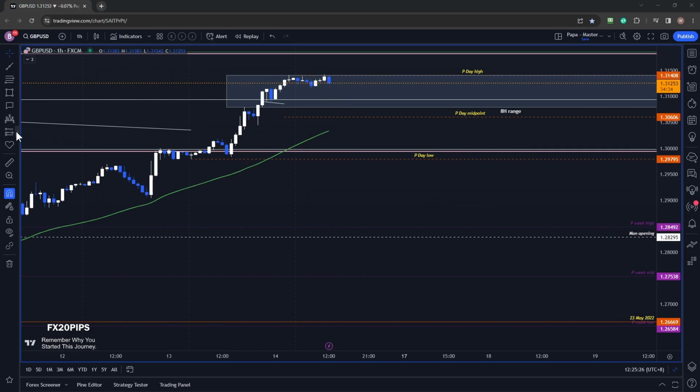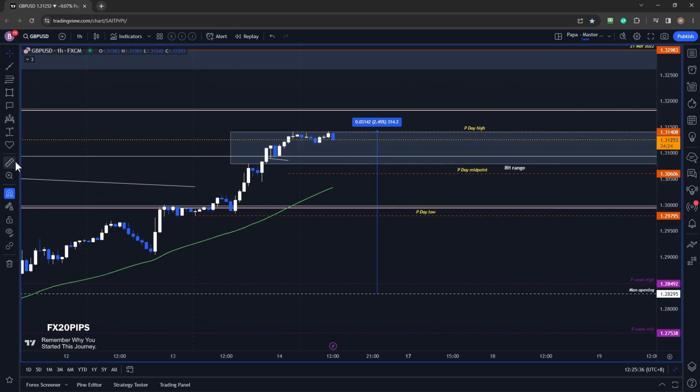So let's look at how many pips it was from Monday opening, from here to the highest, which is 314 pips. 314 pips since Monday. Okay, is it time to retrace? I think so. Okay, but again, we just got to follow the candles.